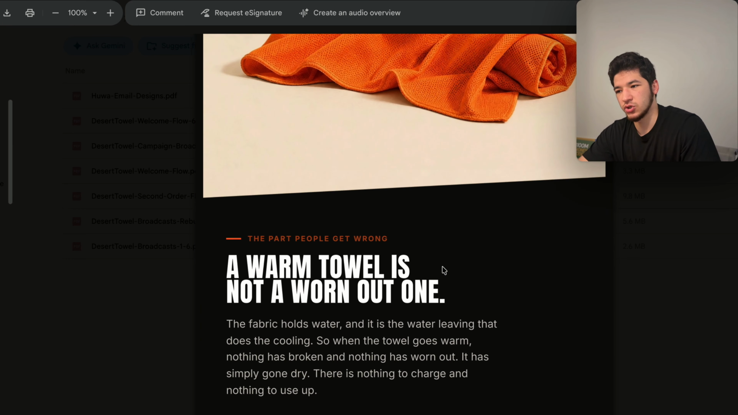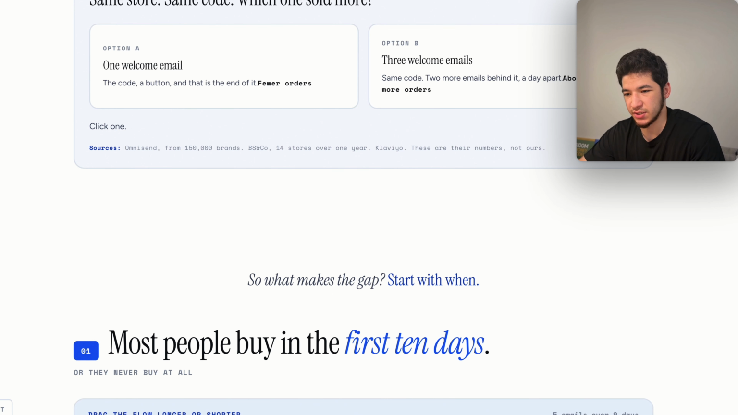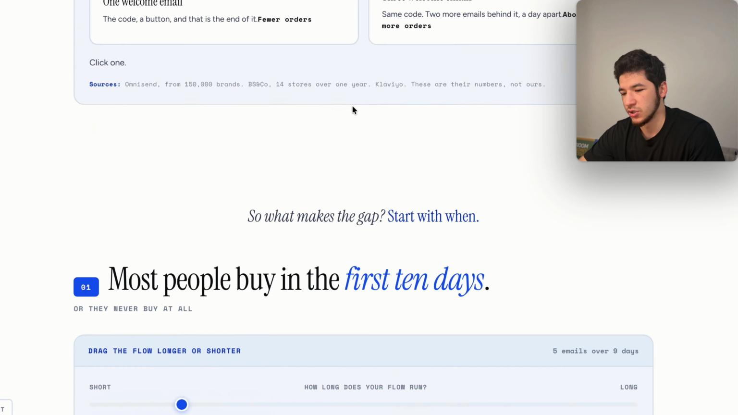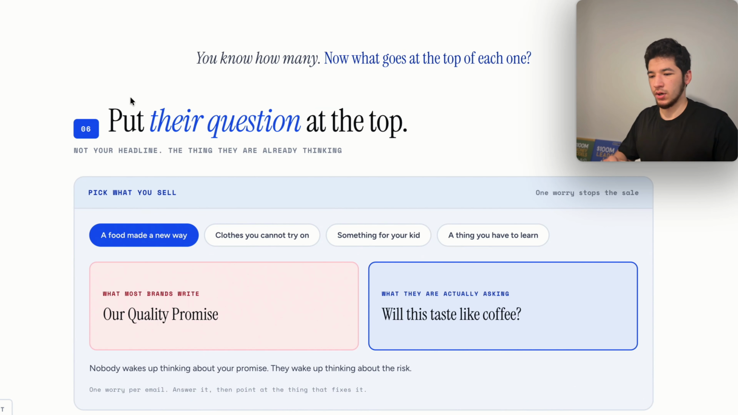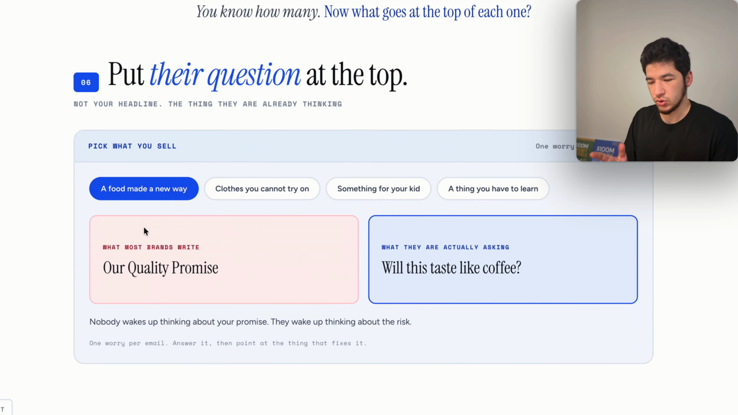Now, before I show you the second email, let me cover some of the best practices across the page, right? So I'm going to give you 4 examples of products and what each of them should signal. So if it's a food product, let's say a food made a new way, some sort of a special food, maybe a drink. And instead of what most brands do, I see that they just do our quality promise, our quality satisfaction, 100%, whatever.